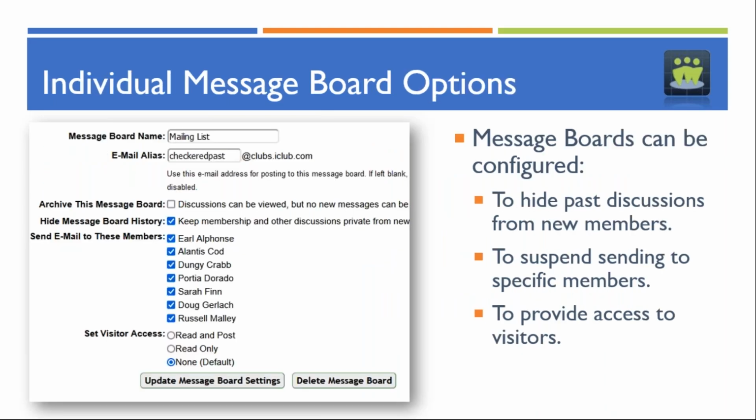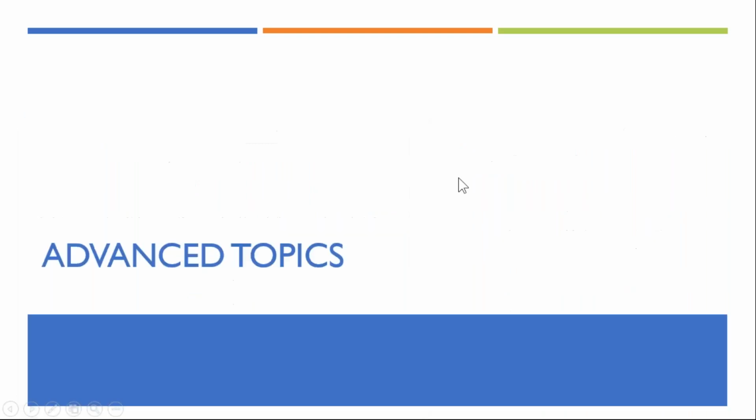The individual message boards have a bunch of options, and we've added the ability at the bottom there to set visitor access for particular boards, as well as send email to only some members. And maybe there's always that one member who says, I don't want to get a lot of email. So, don't send me email. You can restrict them and eliminate emails from the message board option for that message board. But you can also allow visitors to read or read and post particular boards that are set here, and that can be useful in certain circumstances as well.